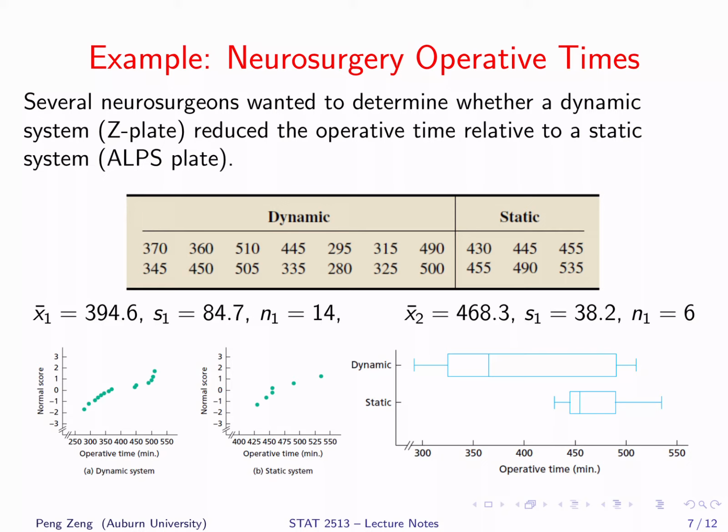The two normal probability plots show mild deviation from normality, and there are no outliers. We can apply the non-pooled t-test.